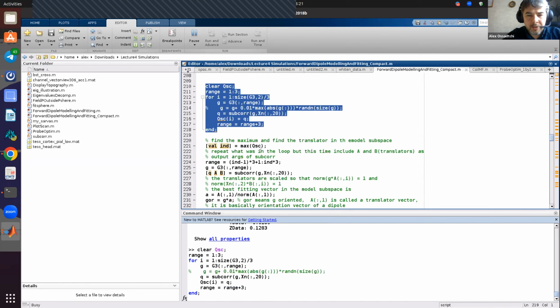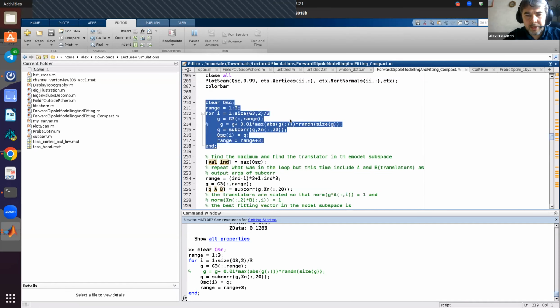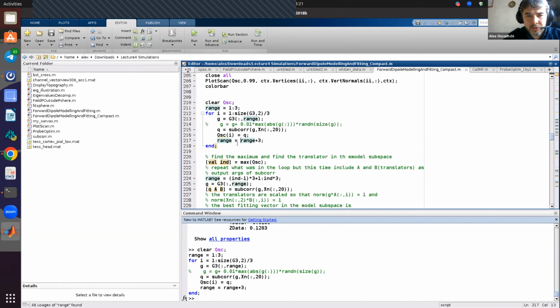Let's scan. It takes some time because subscore is slower, of course, than the special case that we implemented here. But I call it, you'll see why, just to make.